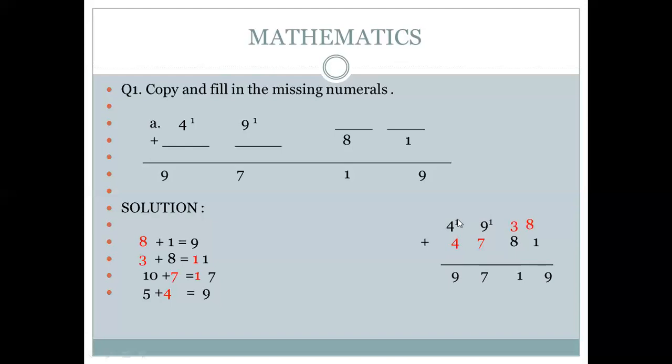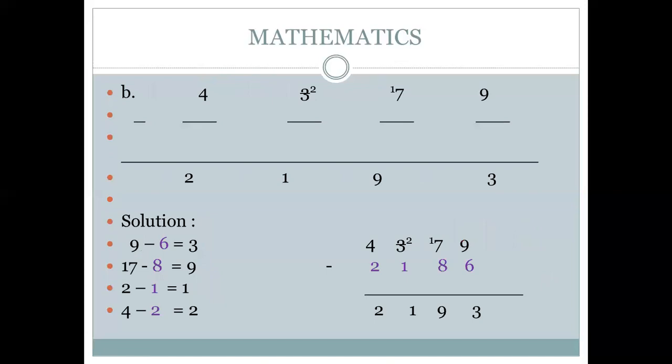Now 4 plus 1 is 5. And in the answer 9 is given. 5 plus 4 is 9. So according to the question it will be 4938 and 4781. If we add these two numbers, we get 9719.